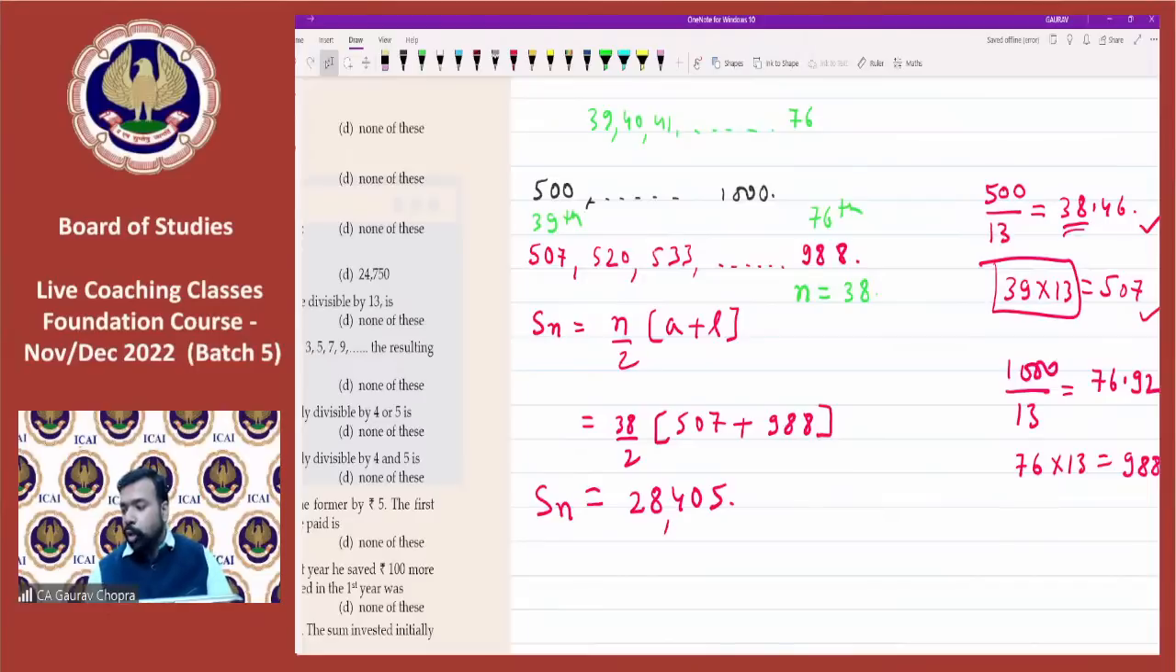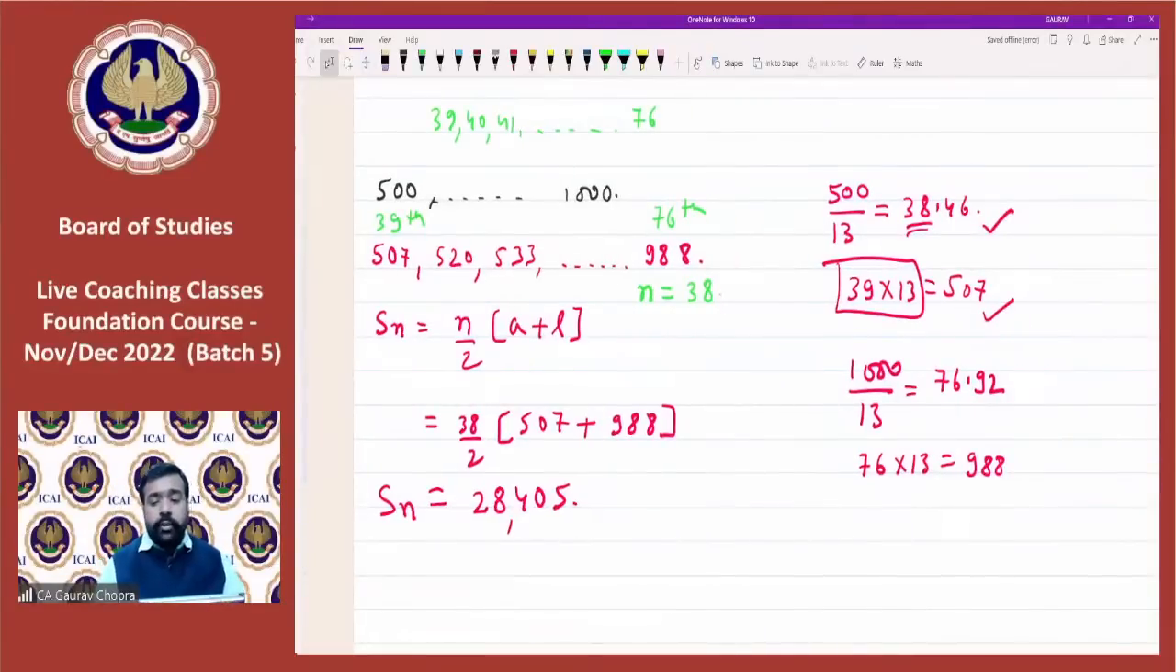So Lakshmi is asking how we got 507 and 988. Explain once again. Yes, this is the trick. What we have done, 500 to 1000. What do we have to find out? Which number is coming after 500 and is a multiple of 13. So just divide 500 by 13. It is saying 38.46. This 38.46 says that 38 multiples are there before 500, and after 500, the 39th multiple will begin. So which is that 39th multiple? Just multiply 39 with 13 and we are getting 507.